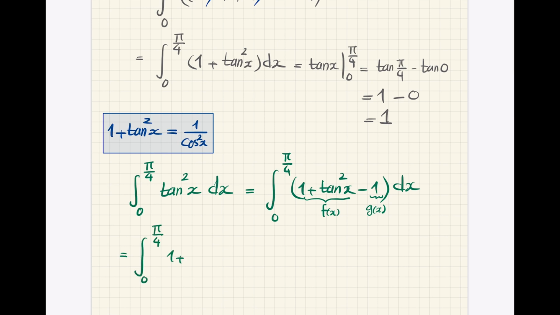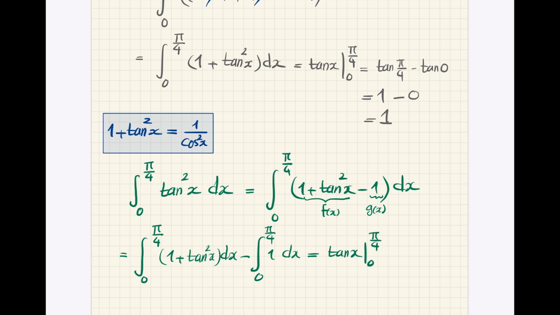The first piece becomes this. The second piece becomes this. Of course, we don't write 1 if you don't want to. But now if I ask you what is a primitive function, the answer is clear. As you told, it's tangent of x from 0 to pi over 4.